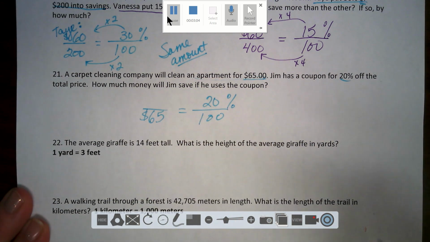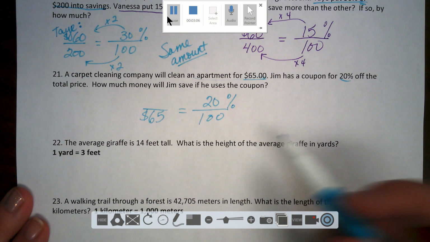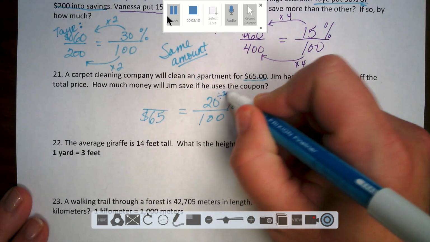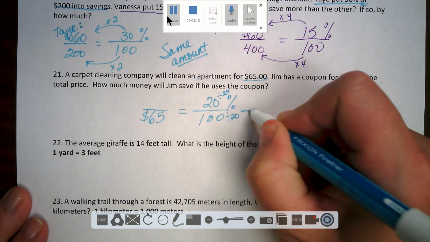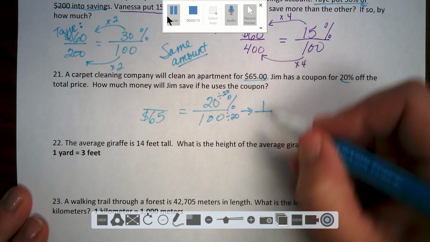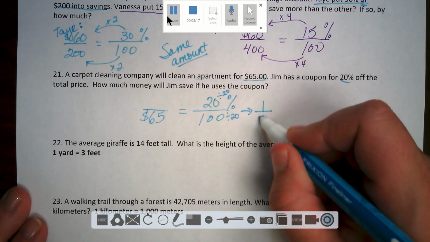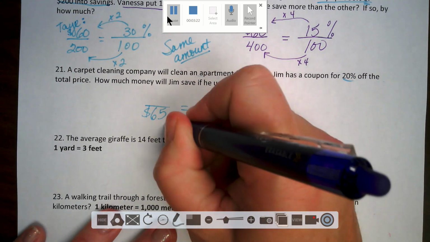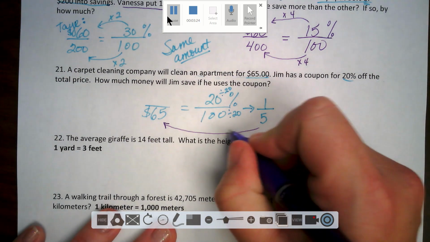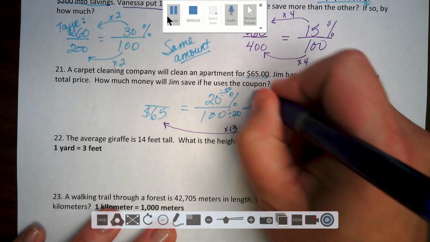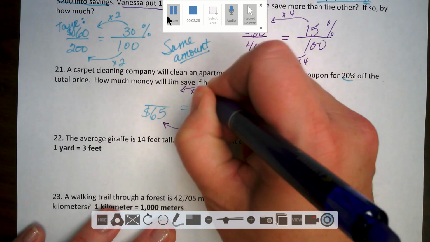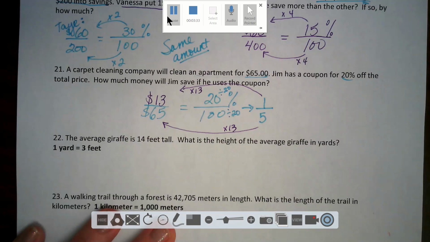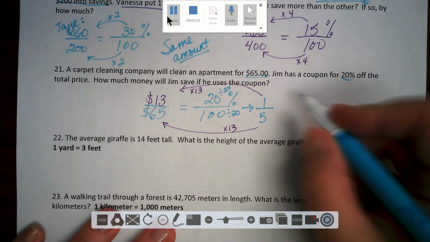So now, when we're working on this one, we need to go ahead and do some simplifying. Let's do that to start off, because I can divide both of these by 20, make it nice and easy for me. 20 divided by 20 is 1, 100 divided by 20 is 5. Well, I can definitely use that to get to 65, because 5 times 13 is 65. So 1 times 13 is $13.